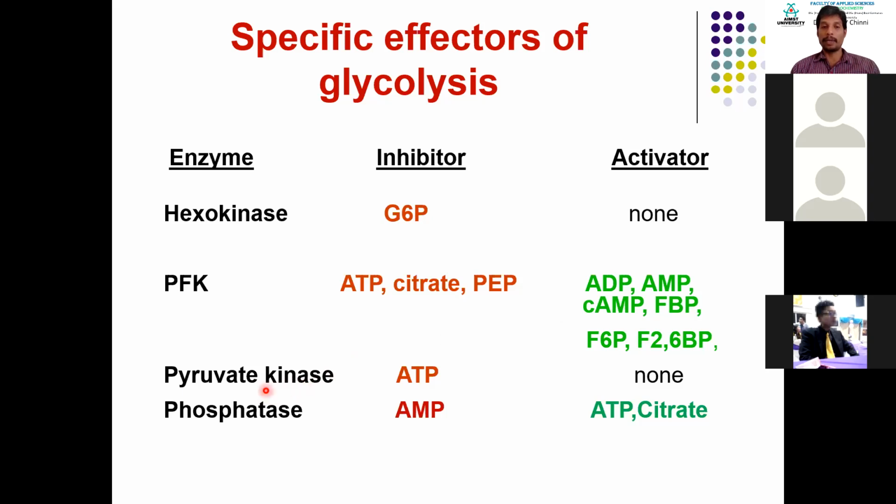Pyruvate kinase catalyzes the conversion of phosphoenolpyruvate to pyruvate. ATP will be the inhibitor. There is nothing activating it. And phosphatase is another extra step, which I have explained to you in the previous slides. So AMP is the active inhibitor and ATP is the activator.